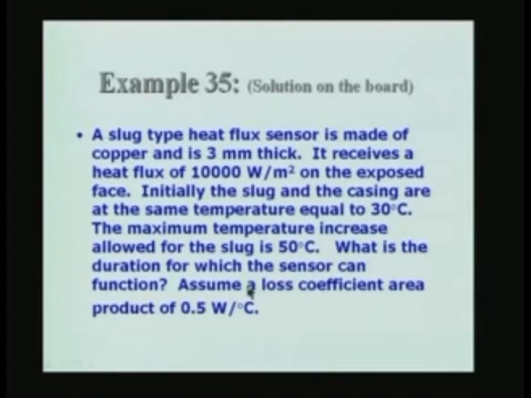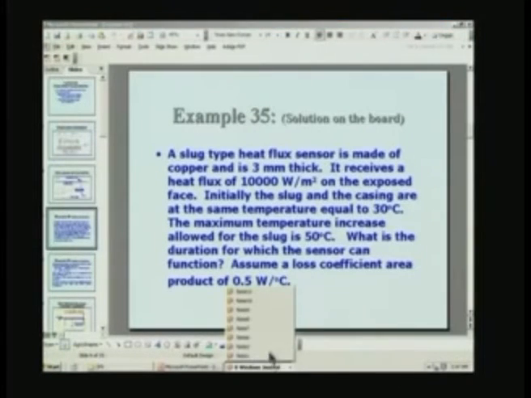And what is the duration for which the sensor can be used, that is number 1, and of course we want to assume a loss coefficient area product, that is kL of 0.5 watts per degree Celsius. Over this small change in the temperature we can assume the loss coefficient to be given by this, and let us go back to the board and work out the solution to this problem. So, this is example 35. It is just the use of the formula we derived previously, and all I will do is just label all the things given.